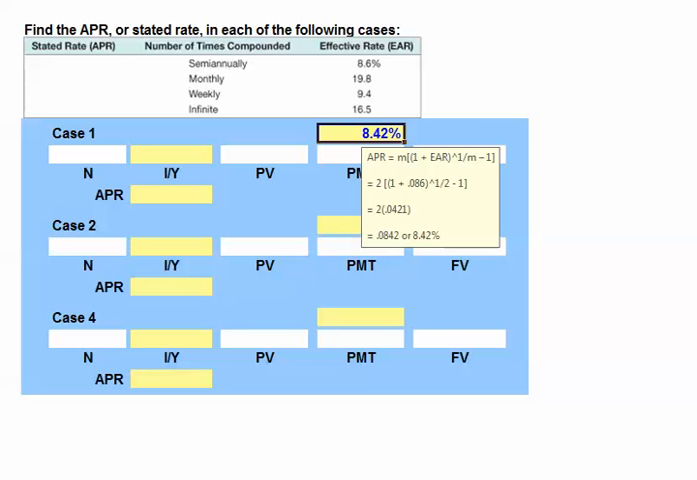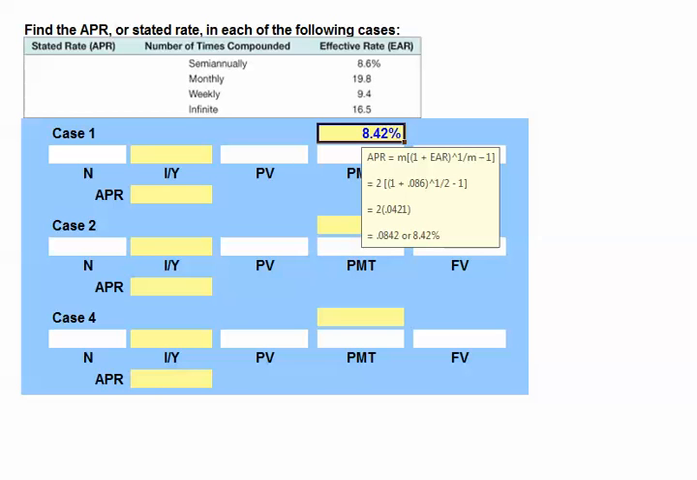We can solve for the APR by using a mathematical formula, which is the APR equals M, the compounding periods, multiplied by the quantity 1 plus the EAR, which in this case is our 8.6%, to the 1 over 2 power, minus 1. Again, 1 over 2 because we have semi-annual compounding. In solving this, we end up with 2 times the semi-annual interest rate of 0.0421, or an APR of 8.42%.